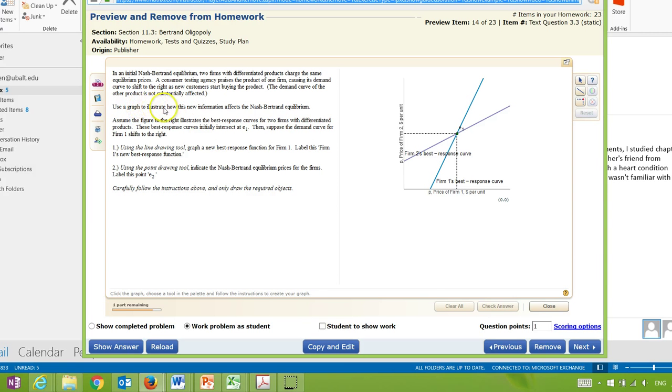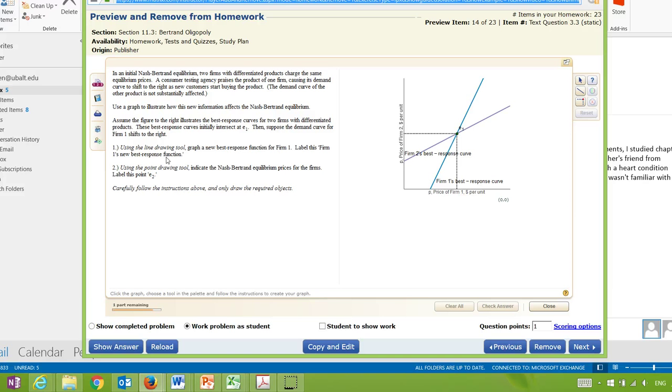Using a graph to illustrate how this new information affects the Nash-Bertrand equilibrium, assume the figure to the right illustrates the best response curves for two firms with differentiated products. These best response curves initially intersect at E1. Then suppose the demand curve for firm 1 shifts to the right. So number 1, using the line join tool, graph a new best response function for firm 1. Label this firm 1's new best response function.